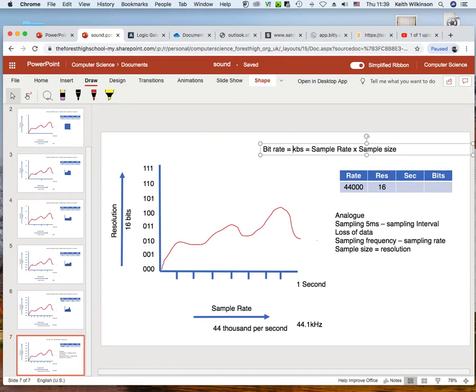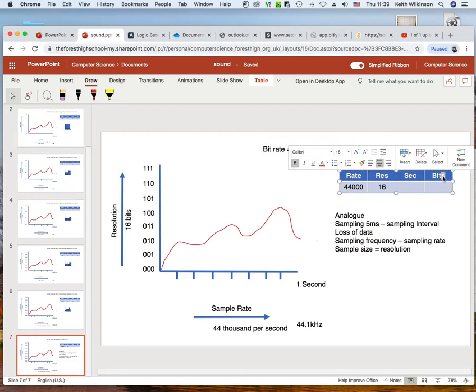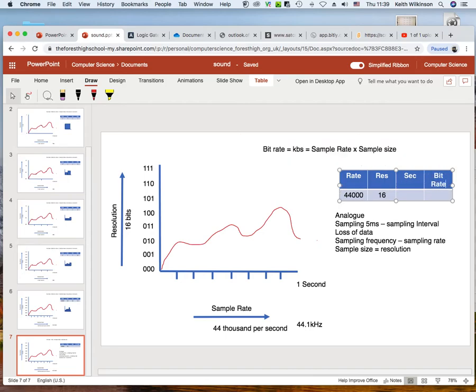So the bit rate is in kilobits per second, and it's the sample rate times the sample size. So notice what I did there. I just took the seconds off and the bits at the end of the day. So this would now be called the bit rate, and it's just these two values multiplied together. So the rate being 44,000 times per second, and the resolution 16-bit, 8-bit, 24-bit, and so on.